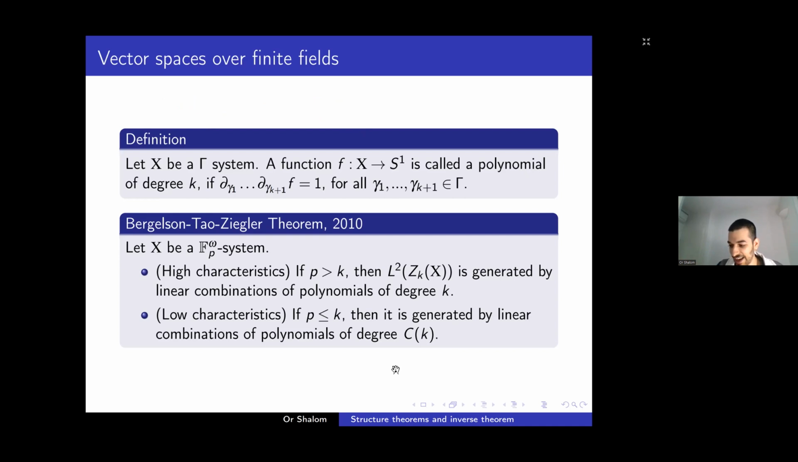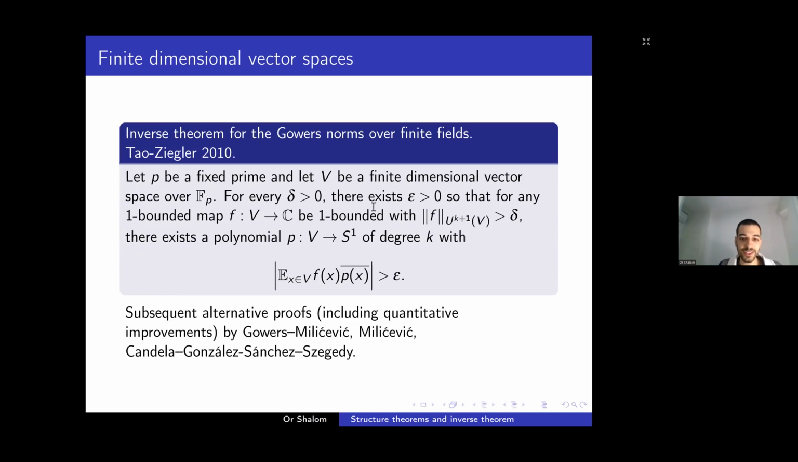And still, what happens in the finitary setting? So again, in the finitary setting, we will see that polynomials, so we don't need nil sequences or bracket polynomials anymore. Polynomials will be obstructions to uniformity. And it was a surprise. And it was very surprising that here, there is no distinction of characteristics.